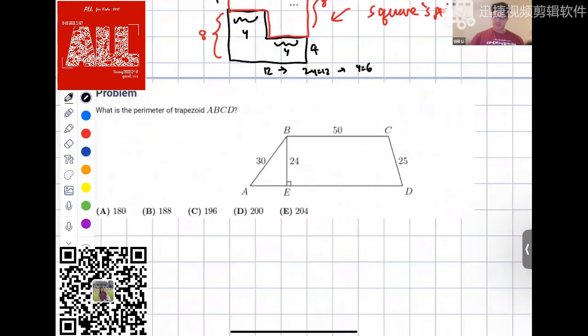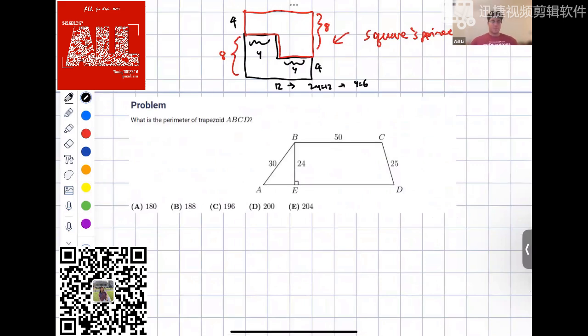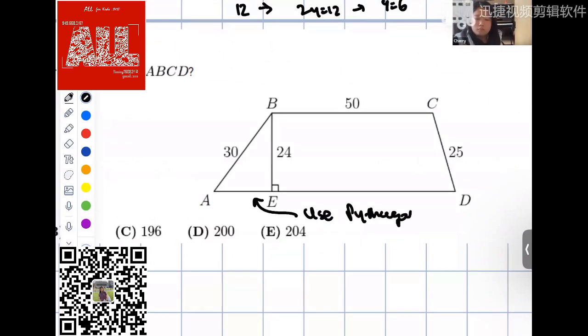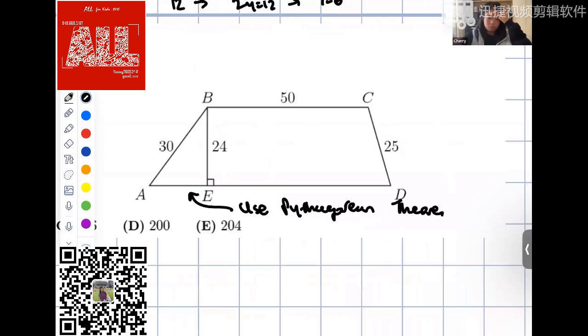Okay, here's the problem. I'll give you about 2 minutes to start working on it, and here's some hints. Use the Pythagorean theorem, and also use the Pythagorean theorem on this triangle.